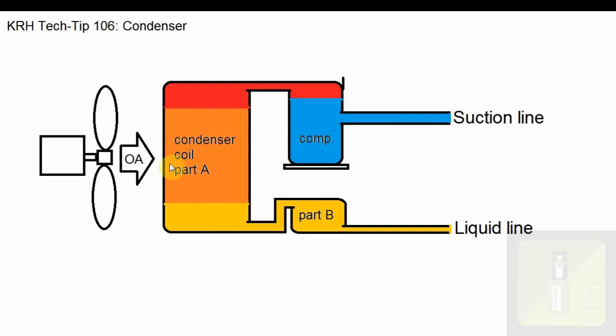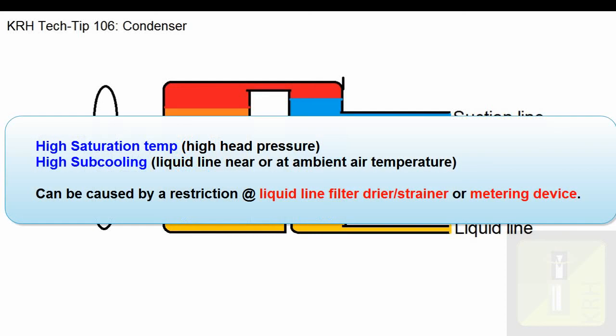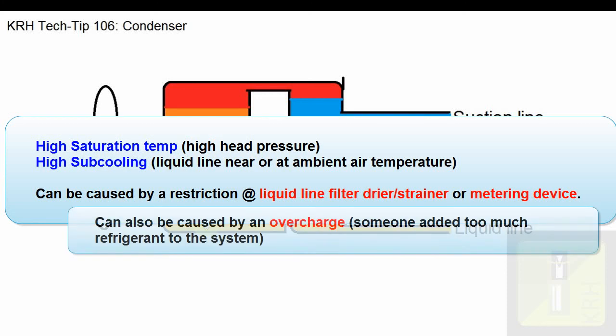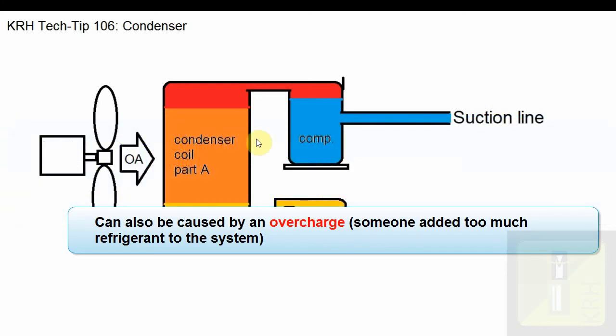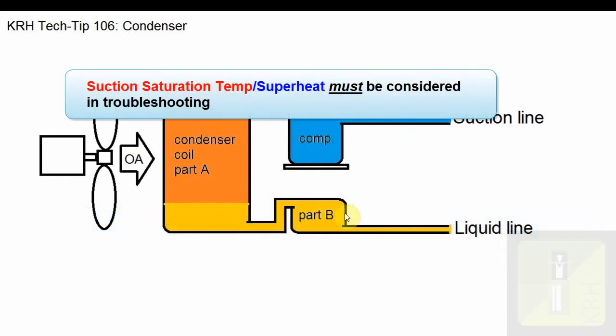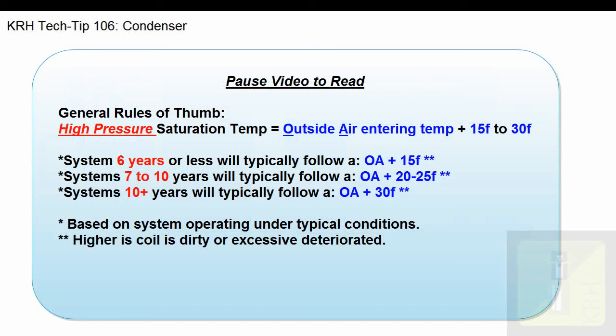This will cause an increase in head pressure, and because I have liquid taking up more space in my condenser coil, the liquid is actually being cooled down closer to the ambient temperature of the air blowing over the coil. So this can result in a very high subcooling and a high head pressure. It can also be due to an overcharge. Let's talk about some general rules of thumb.